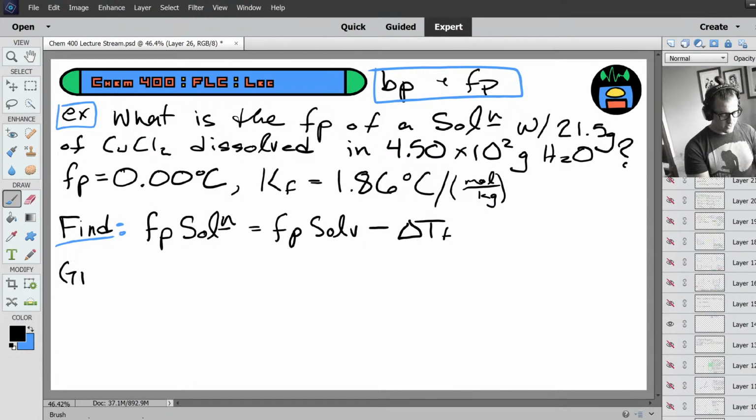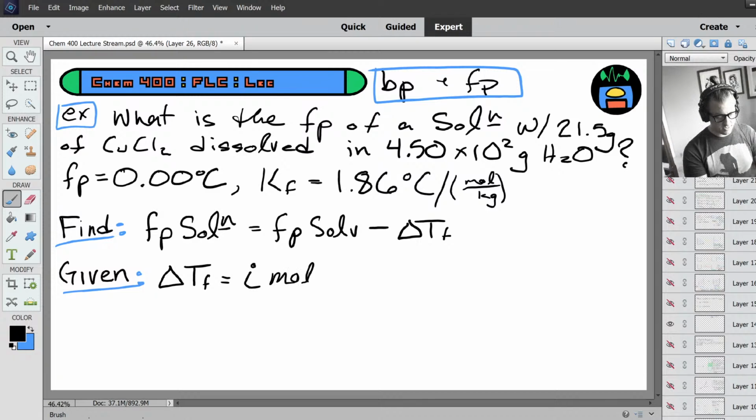Now let's look at what we're given. The first thing we're given is actually not in this problem, but it's vital to solving it, and that is the change in freezing point has an equation, right? It's equal to the Van't Hoff factor times the molality of the solution times Kf.